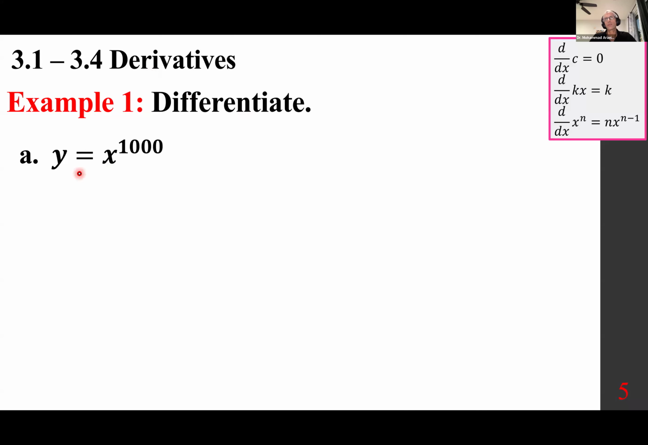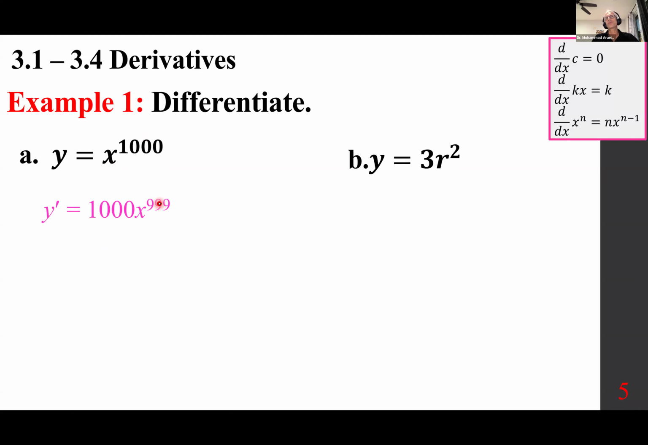Example 1, differentiate y equals x to the power of 1000. It's important to know which formula we are using. We are using the power rule. The power rule says if you want to take the derivative of x to the power of n, n becomes the coefficient. That means it sits in front, and the exponent goes down by 1. So in this case, 1000 sits in front, and x to the power of 999, because 1000 minus 1 is 999.